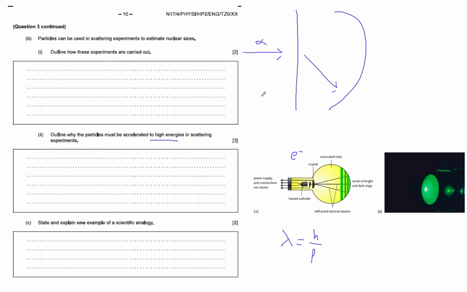Okay. In this case, you actually want a high velocity so that you have a short wavelength. The shorter the wavelength, the better the resolution.